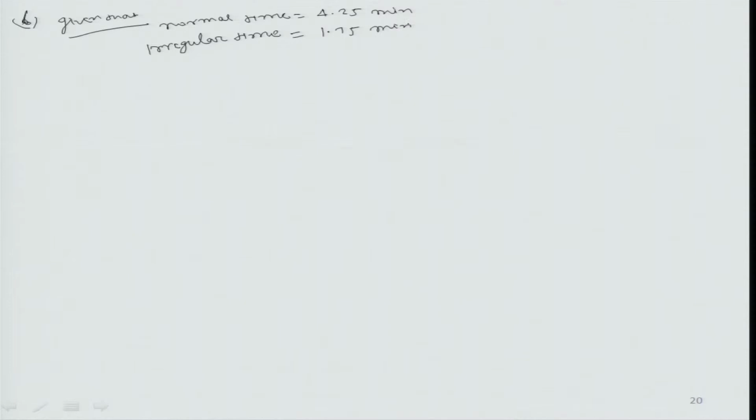So again in this question, given that the normal time is equal to 4.25 minutes, the irregular time is equal to 1.75 minutes, and this is to be performed in every 8 cycles. The number of work units is equal to 2, and the PFD allowance is 16%. Then the first part is the standard time.